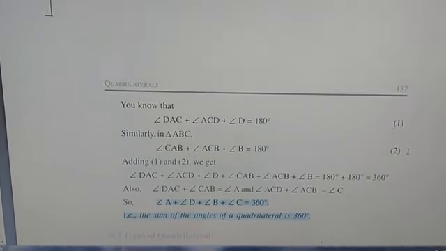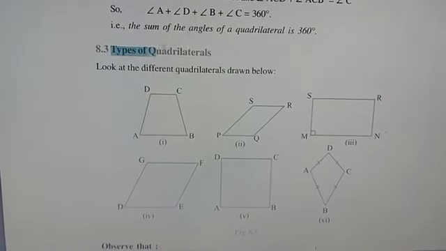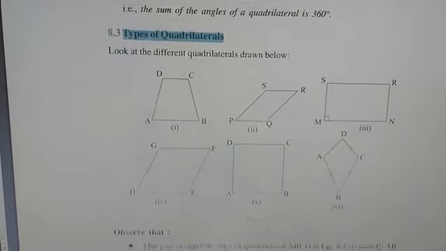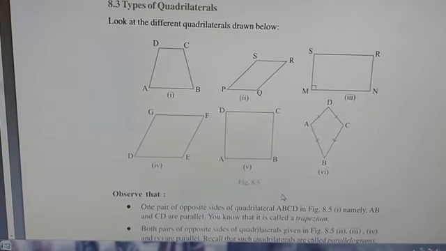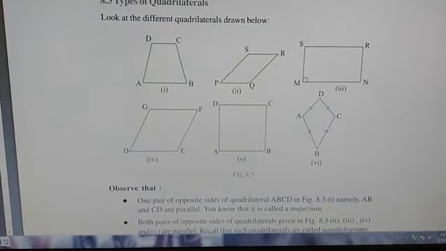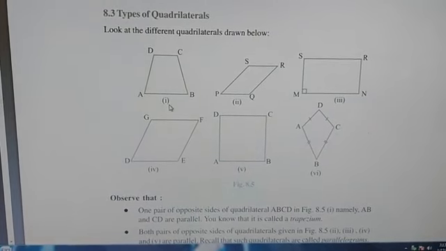Mark this one first. And the second one is types of quadrilaterals. Mark all this and draw all these six figures. If you draw all these figures, now I will tell you how to write in this. The first figure is your trapezium.